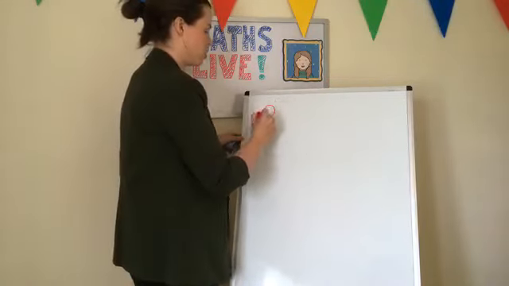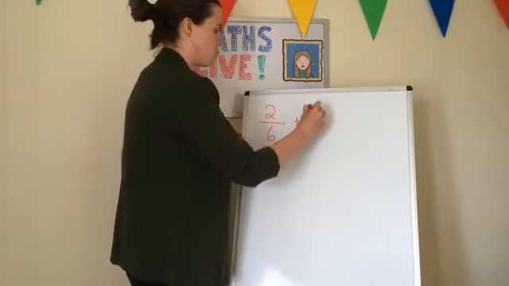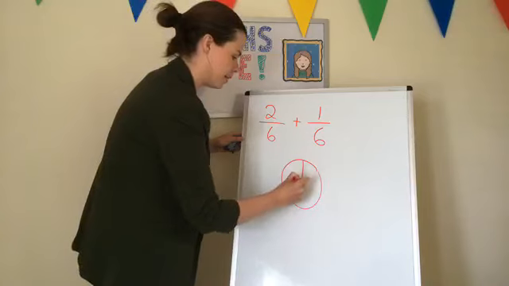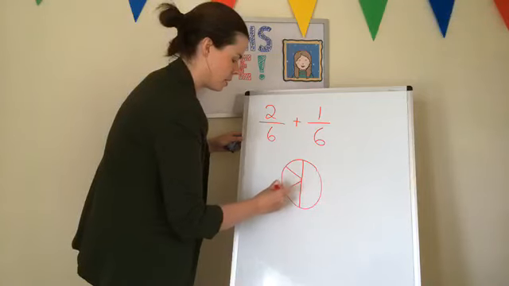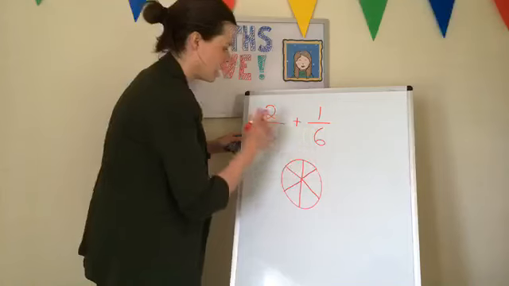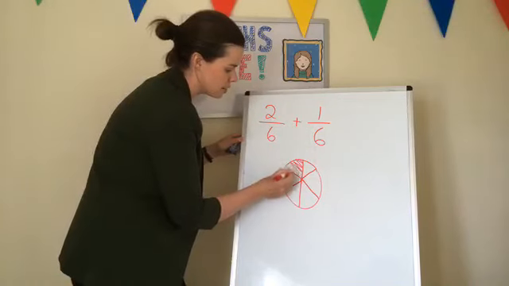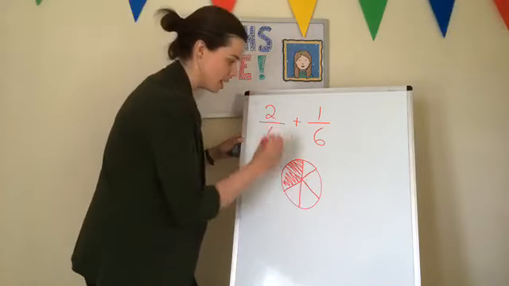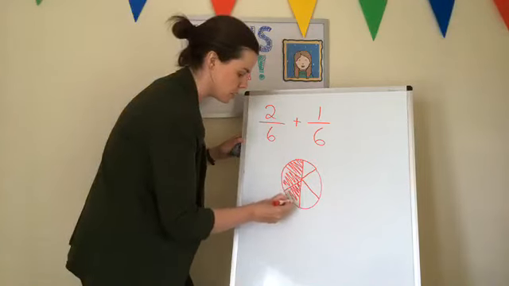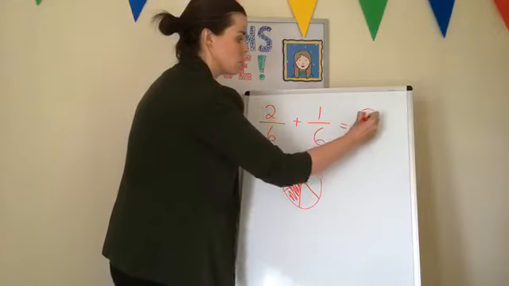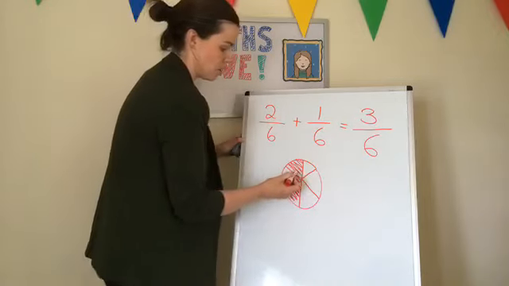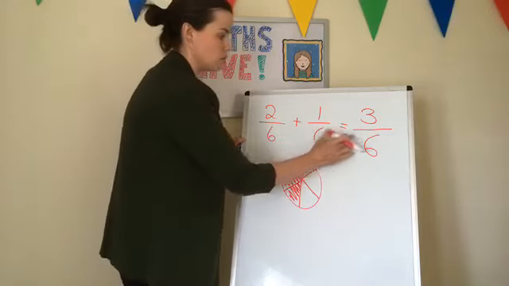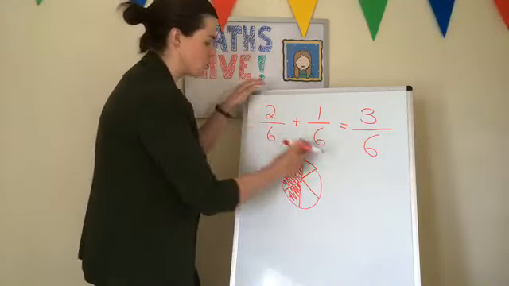So if you have 2 over 6 and you have 1 over 6, now picture it like I always say, like a pizza. So I'm going to split my pizza into groups of 6. So I've got 2 over 6 shaded. And then I add another 1 out of the 6, and that equals 3 out of 6. You can see 1, 2, 3 out of the total of 6. So it doesn't matter what the denominator is, that is the rule each time.